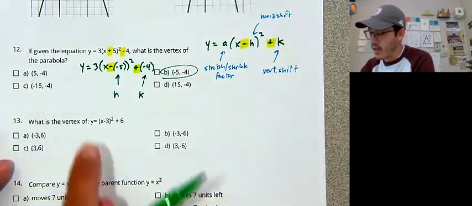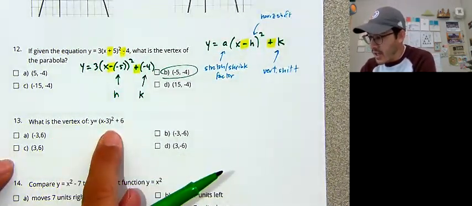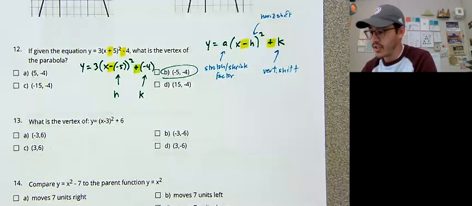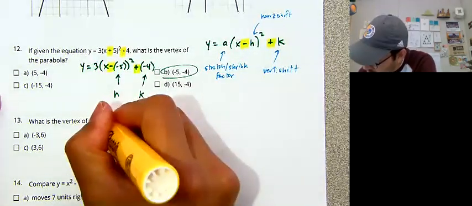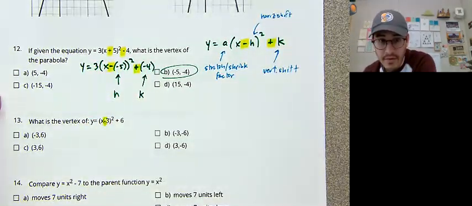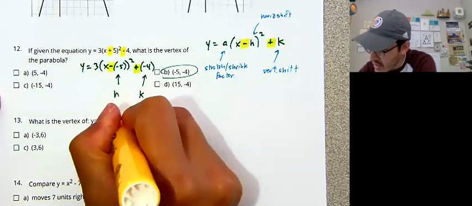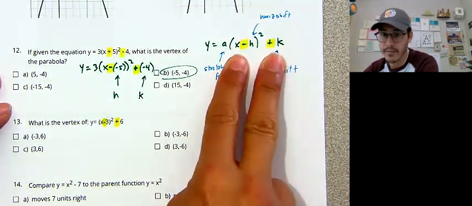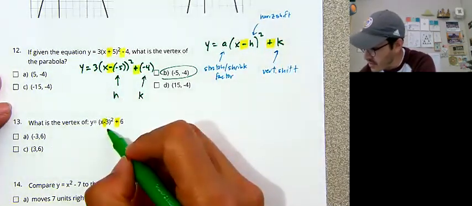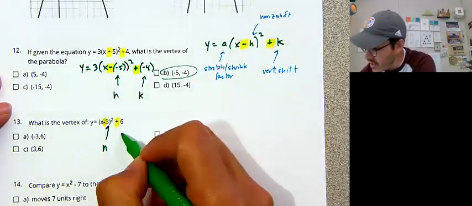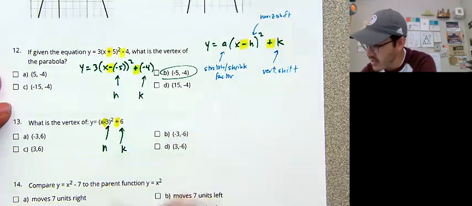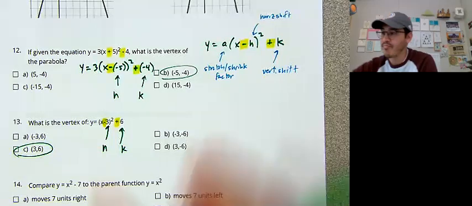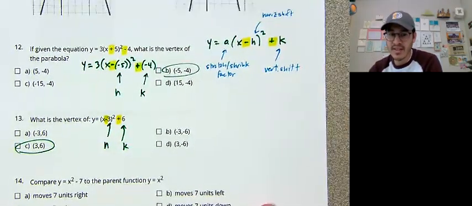All right, 13, same kind of question. What's the vertex? And so if we just check the signs in the function, we do have a minus sign after the variable x, and we do have a plus sign in front of the constant, which matches the signs in our formula. Okay, so that tells us directly that the h value is 3 and the k value is 6. So 3, 6.